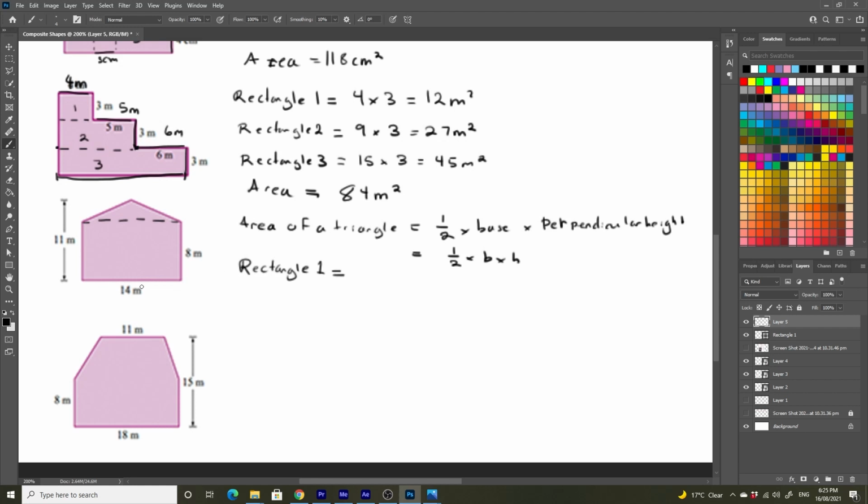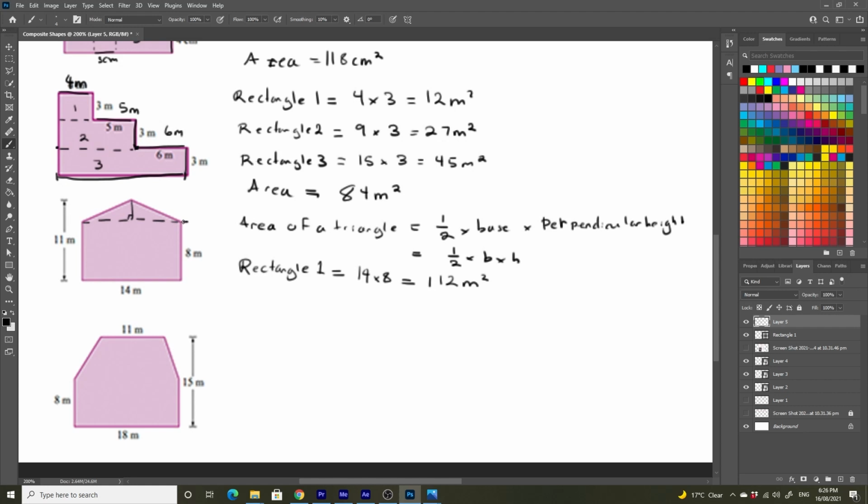is going to be equal to 14 times 8, which is going to be equal to 112 meters squared. But we need to work out what this perpendicular height is going to be in order to solve. We already know that it's going to be 14 meters across, so we know the base. But we need to work out the perpendicular height.